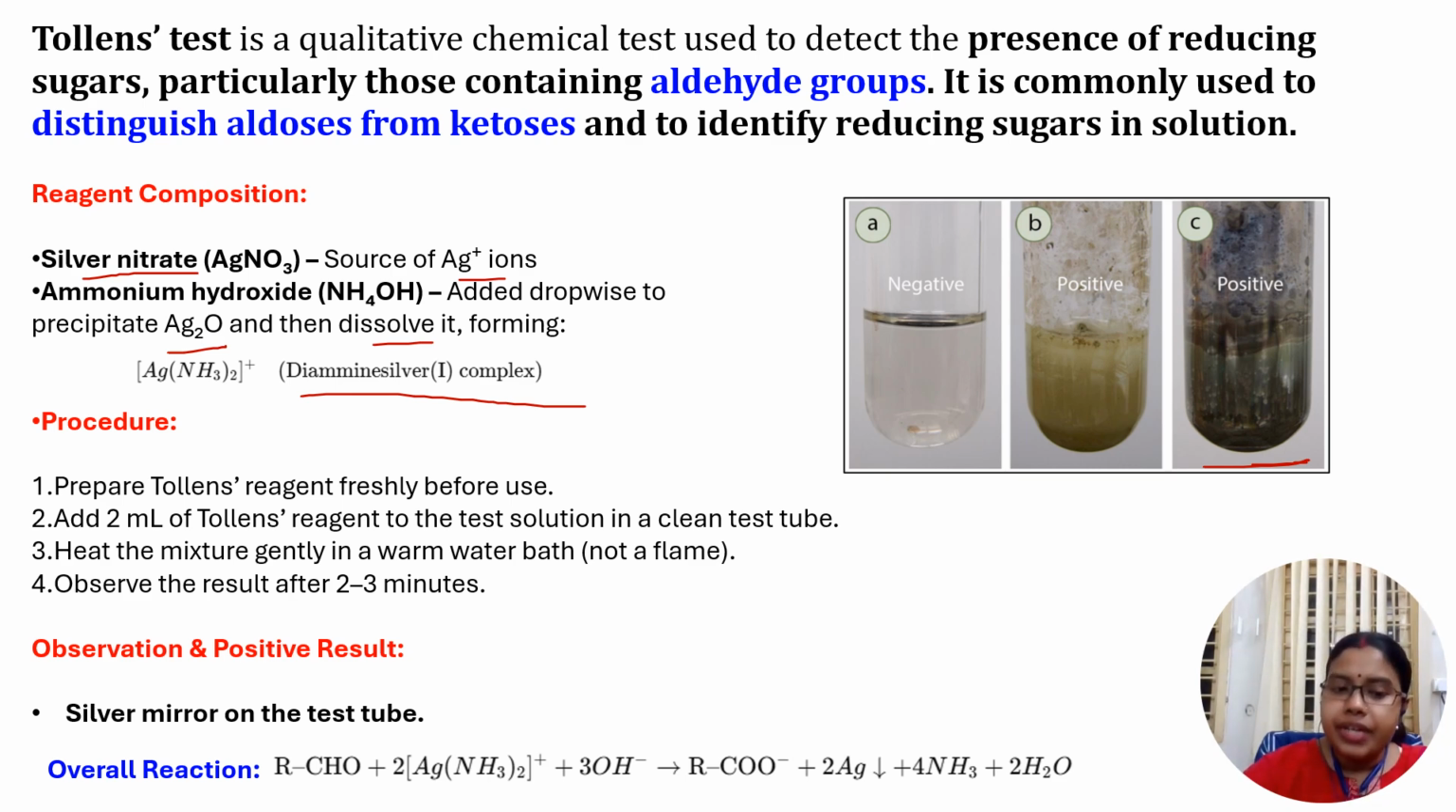What is the overall reaction? That carbohydrate, any type of aldose molecule, and this diamine silver complex, in the alkaline solution. So ultimately these aldose will be converted to the carboxylate group. Diamine silver complex will take the 2 electrons from the aldose and it will be converted to the silver precipitate, and in the ultimate reaction, the ammonia and water will generate.